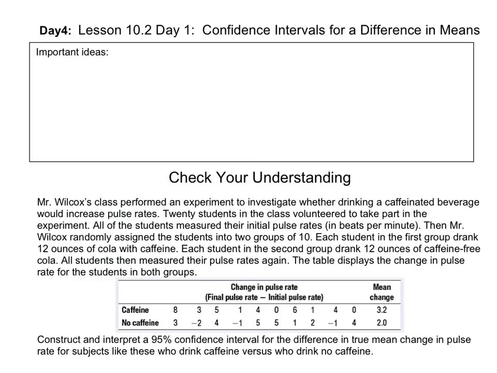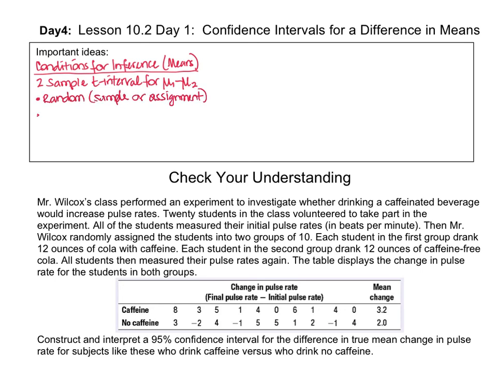Let's start with the conditions for inference for means. If conditions for inference are met, we are going to construct a 2-sample t interval for mu1 minus mu2. The first condition that we need to meet is random. Both of our groups need to come from random samples or a randomized experiment.